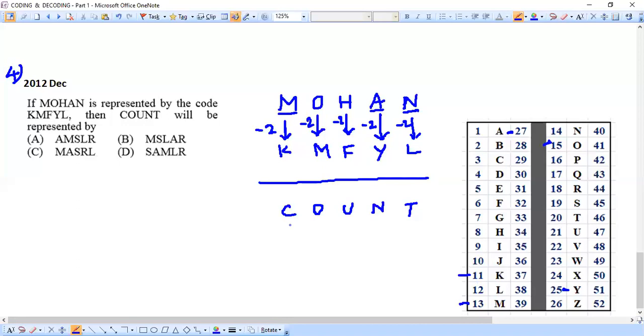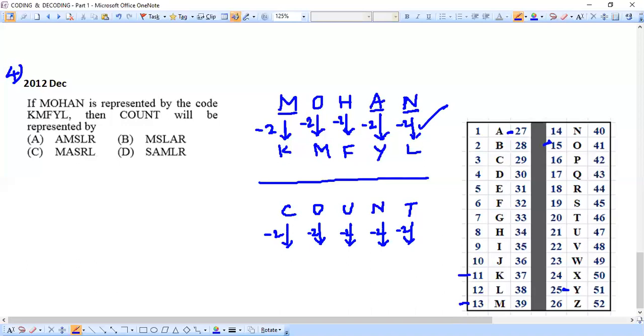So our question word is COUNT. So we need to do the same pattern here also. We need to do -2, -2, because everything we did there was -2. So the same pattern will also continue here. Let's do it letter by letter.